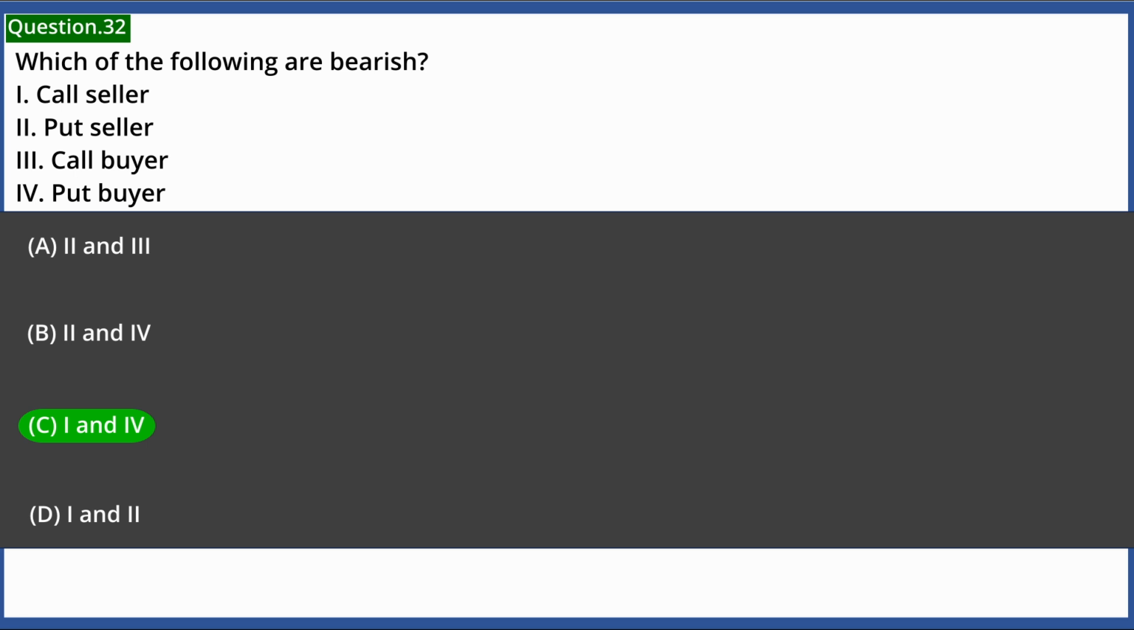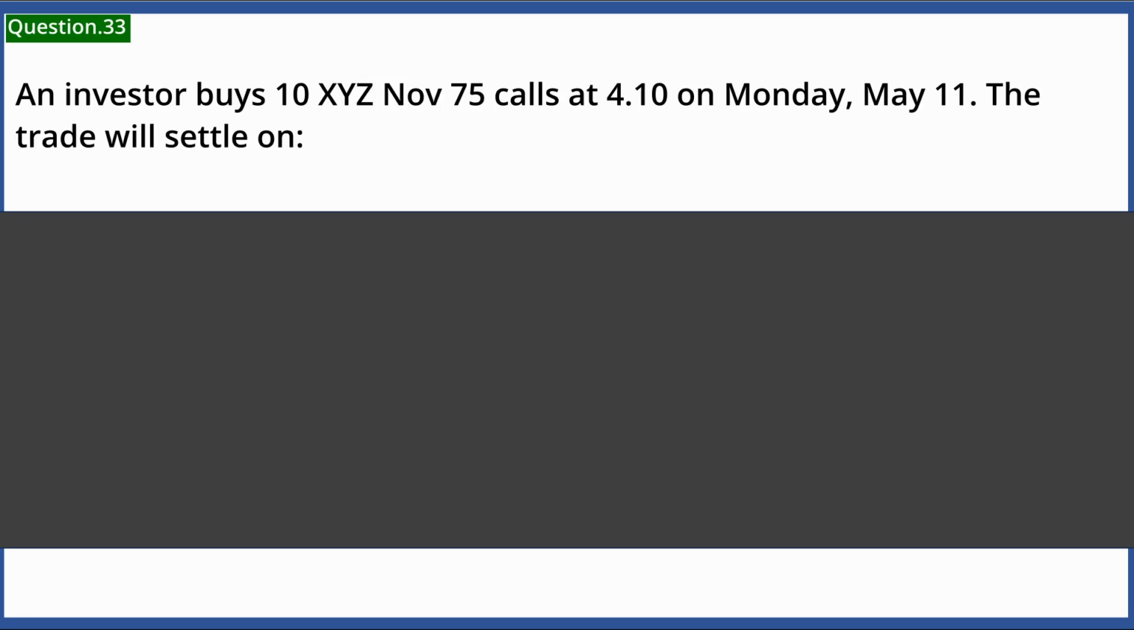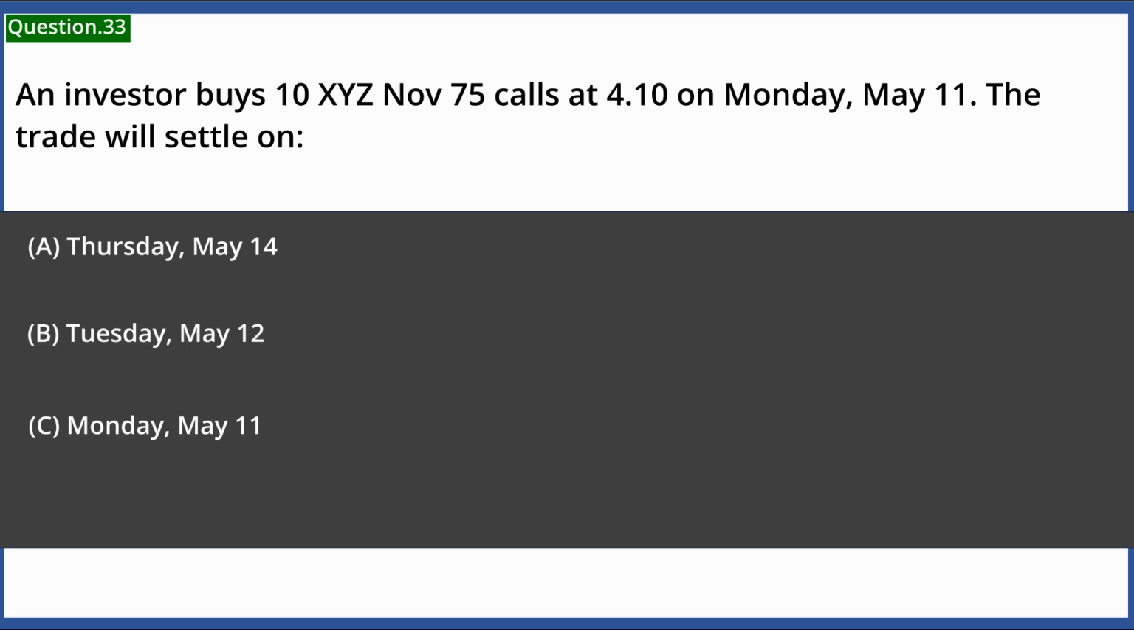An investor buys 10 XYZ NOV 75 calls at 4.10 on Monday, May 11th. The trade will settle on A. Thursday, May 14th. B. Tuesday, May 12th. C. Monday, May 11th. D. Monday, May 18th. Answer B. Tuesday, May 12th.